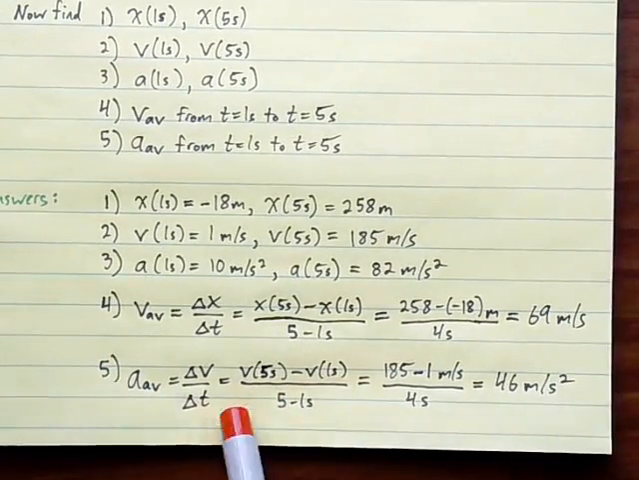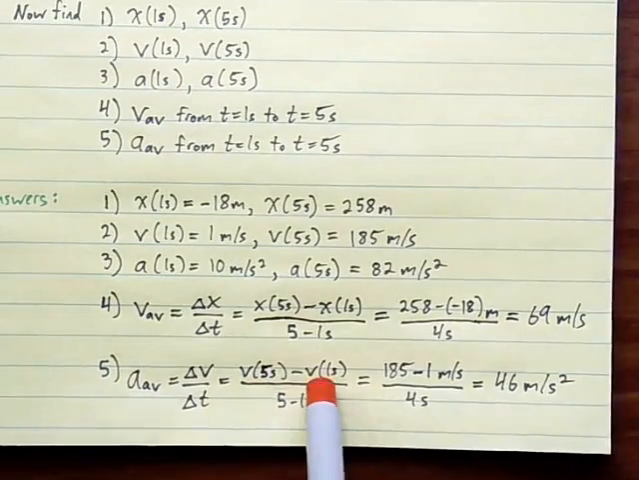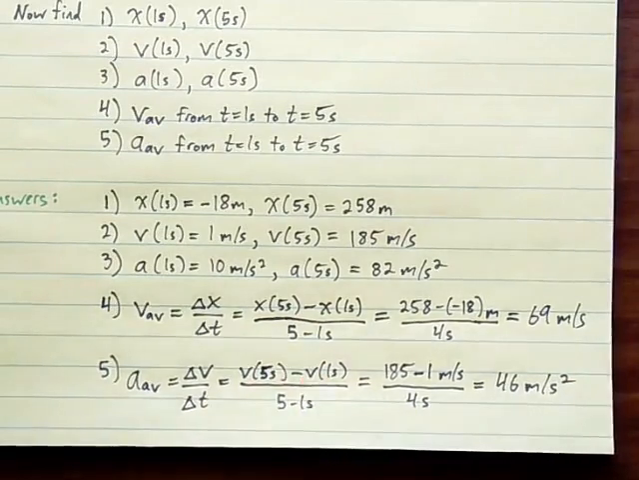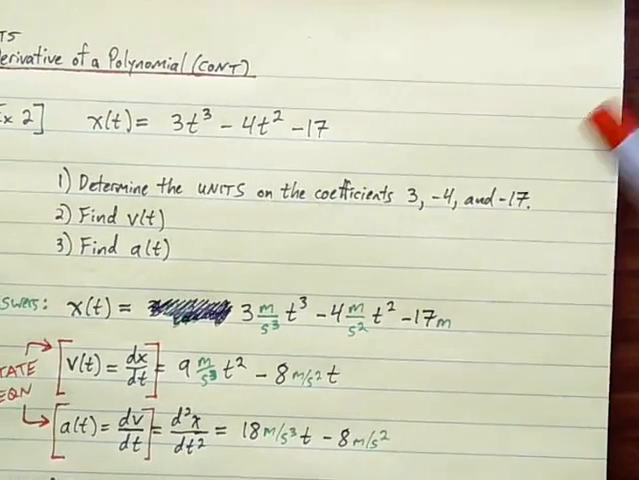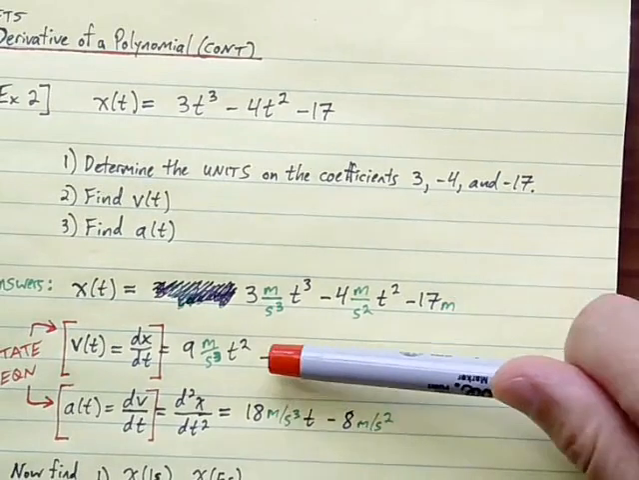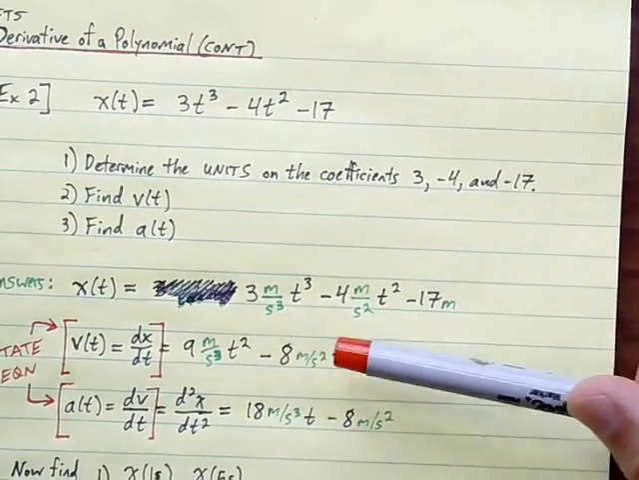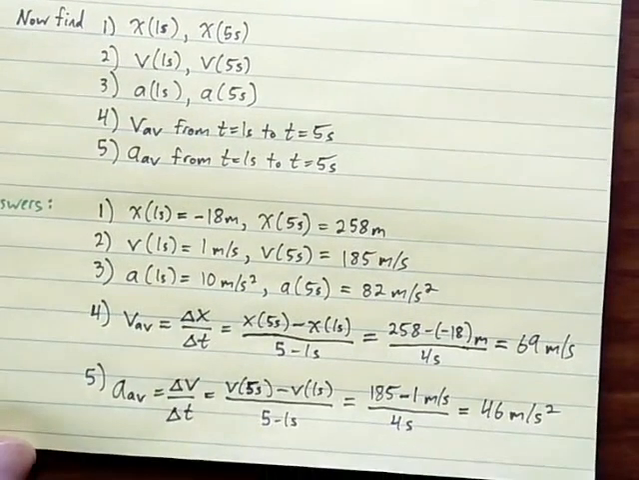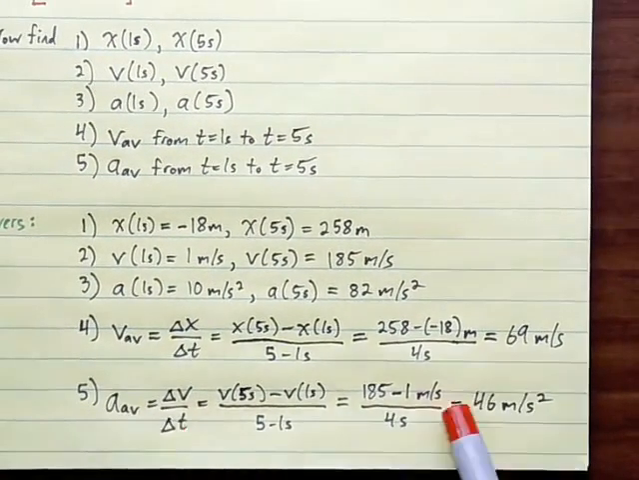Last thing I'll point out, to find the average acceleration, did you actually need the acceleration function? No, you didn't use it. You needed the velocity function evaluated twice. So to find average acceleration, you can just take the derivative of this once to get the velocity function, evaluate that twice at 5 seconds and 1 second, and that's enough information to find the average acceleration over that time interval.